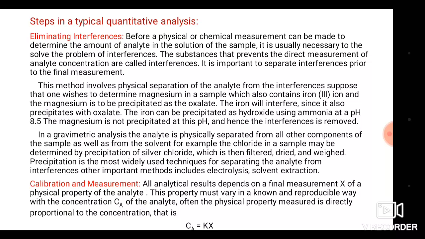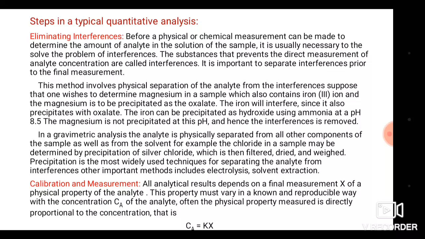So the next one is eliminating interferences. Interferences means foreign substances. Before a physical or chemical measurement can be made to determine the amount of analyte in the solution of the sample, it is usually necessary to solve the problem of interferences, because the impurities in the sample affect the result of the analysis. The substances that prevent the direct measurement of the analyte concentration are called interferences.